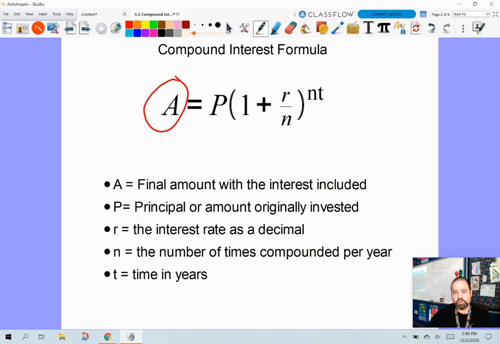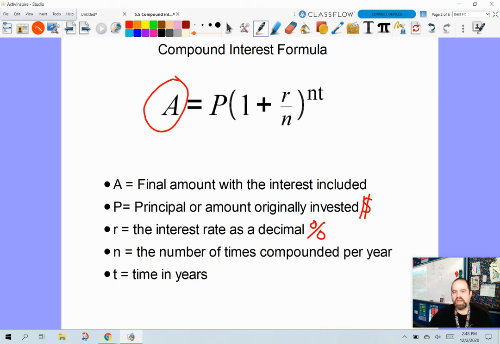So P, that's your principal. That's the dollar amount that's getting put in the bank. So I'm going to put that out to the side here. That's your dollar amount. R is your interest rate, your percent, but again, change it to a decimal like we've been doing. T is time in years again. So the one that's kind of new is N.